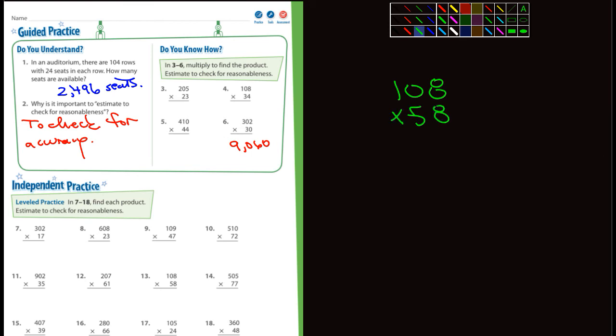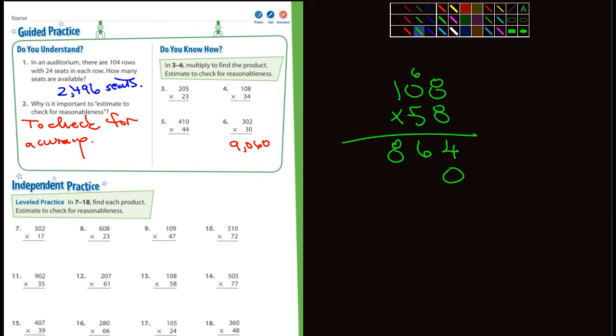I'm looking at 13. 108 times 58. Okay. So 8 times 8 is 64. Put down the 4, carry the 6. 8 times 0 is 0, but plus 6 would be 6. 8 times 1 is 8. Don't forget, placeholder 0. Every time you move down a row, you add a placeholder.